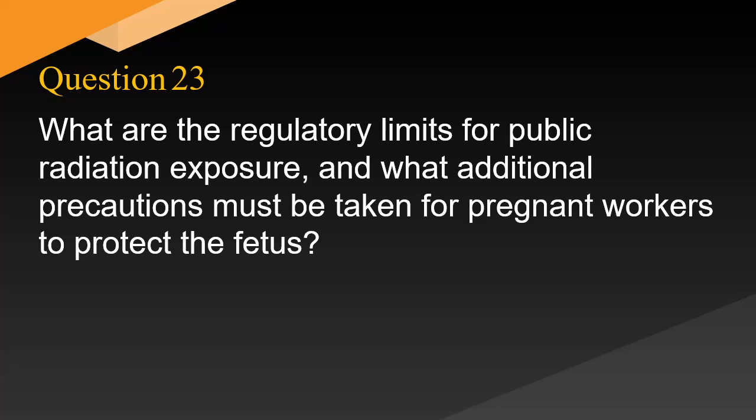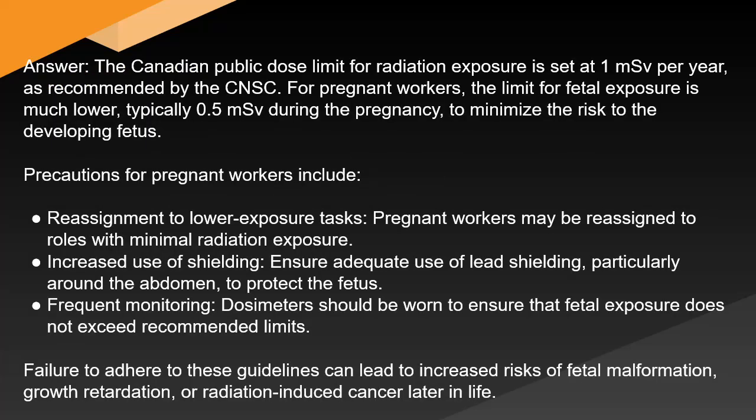What are the regulatory limits for public radiation exposure, and what additional precautions must be taken for pregnant workers to protect the fetus? Answer: the Canadian public dose limit for radiation exposure is set at 1 mSv per year, as recommended by the CNSC. For pregnant workers, the limit for fetal exposure is much lower, typically 0.5 mSv during the pregnancy, to minimize the risk to the developing fetus.